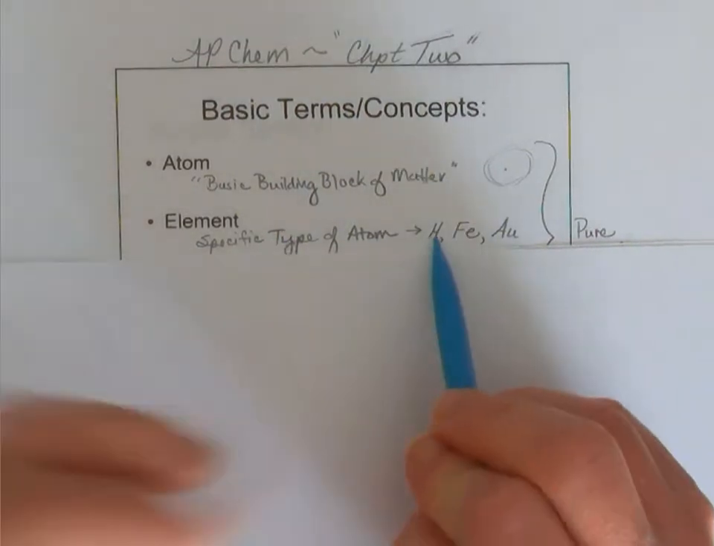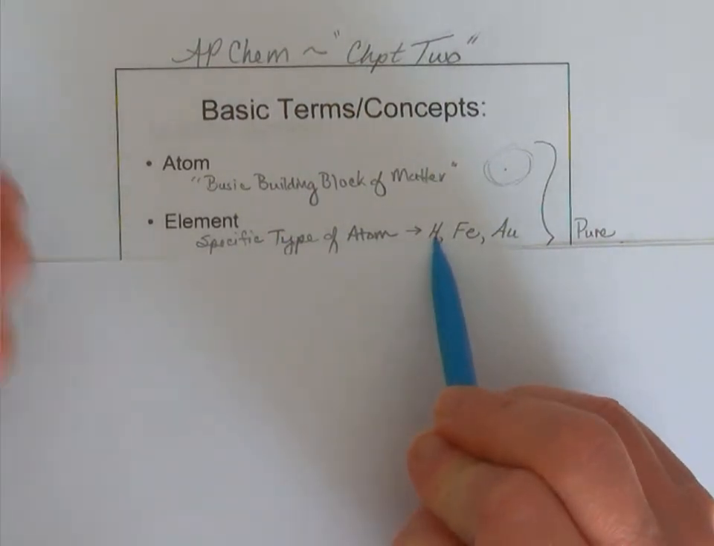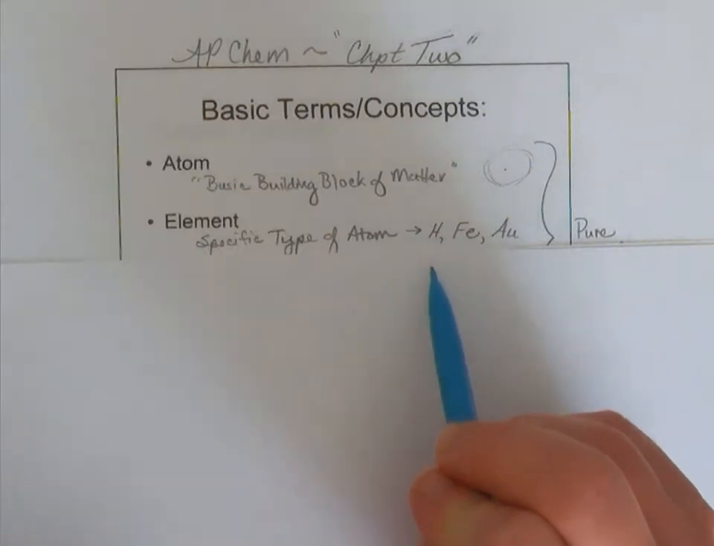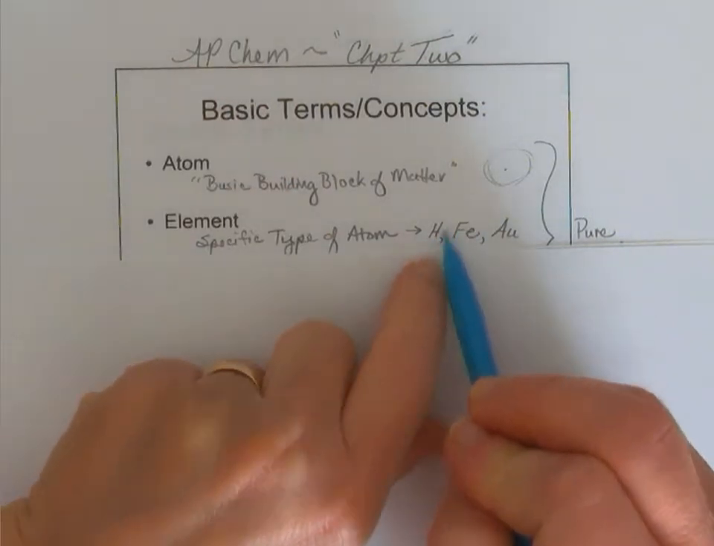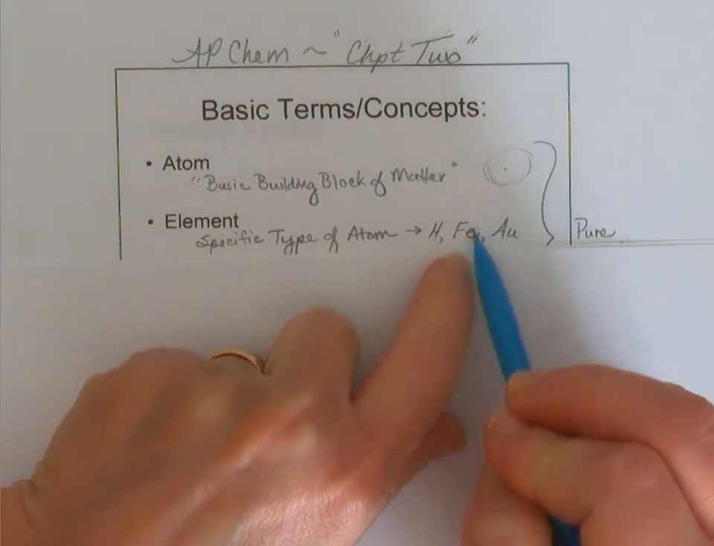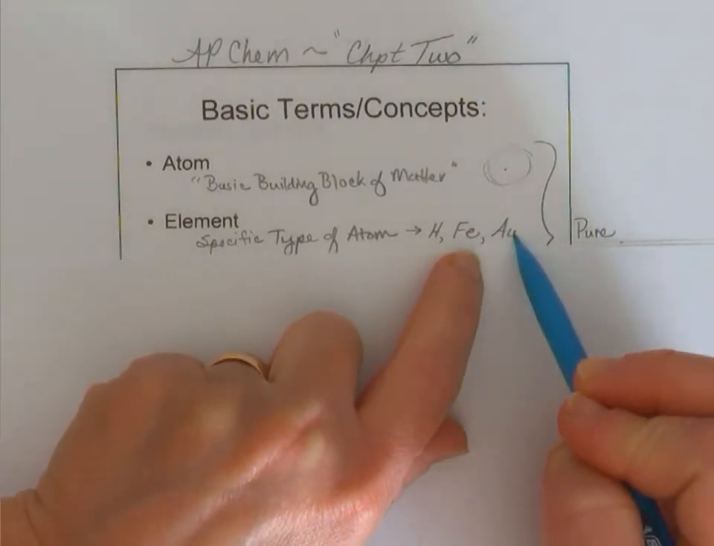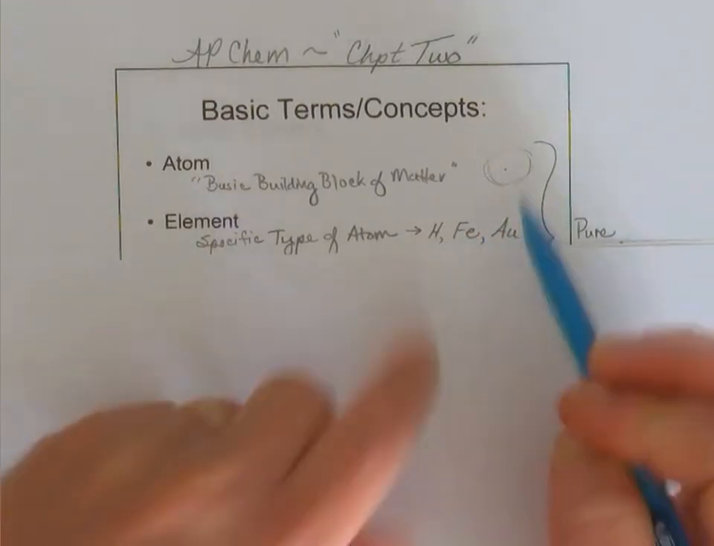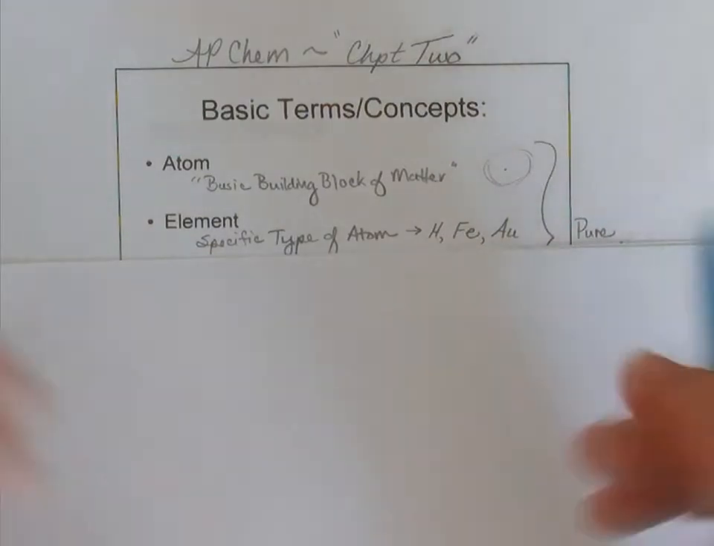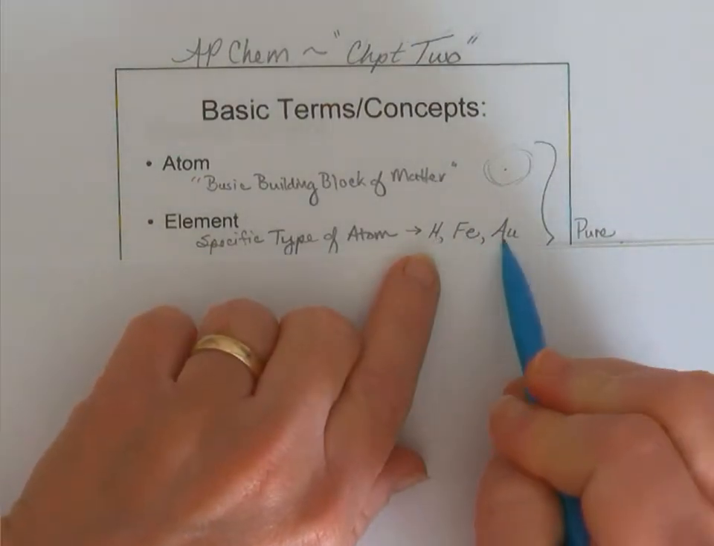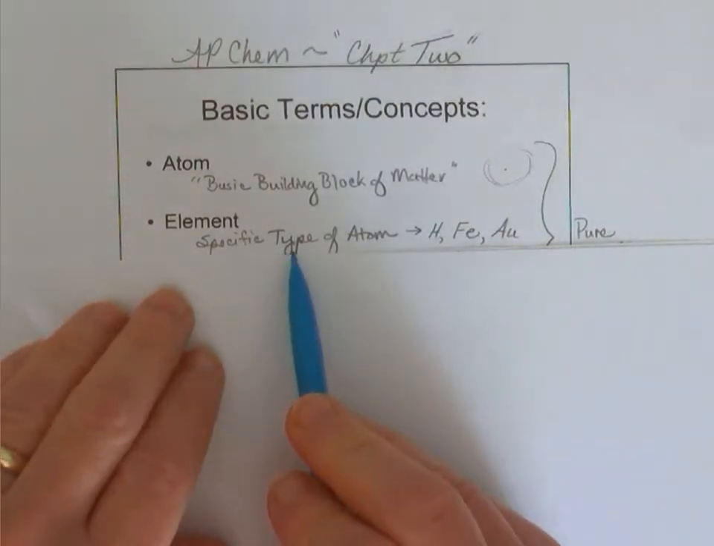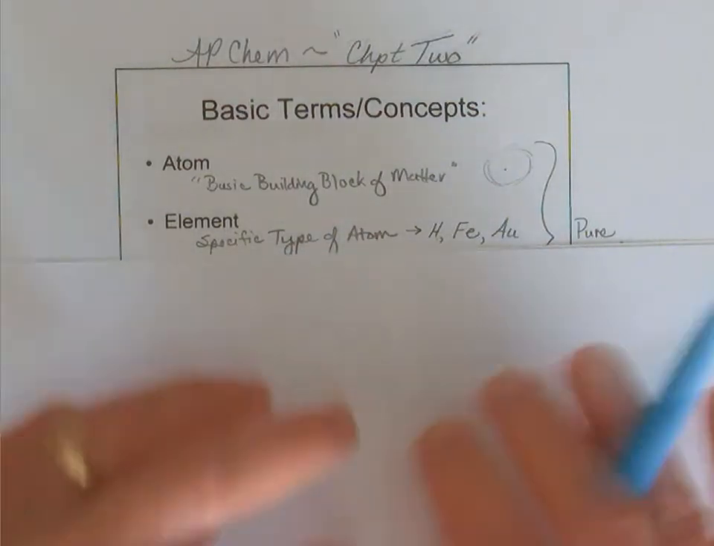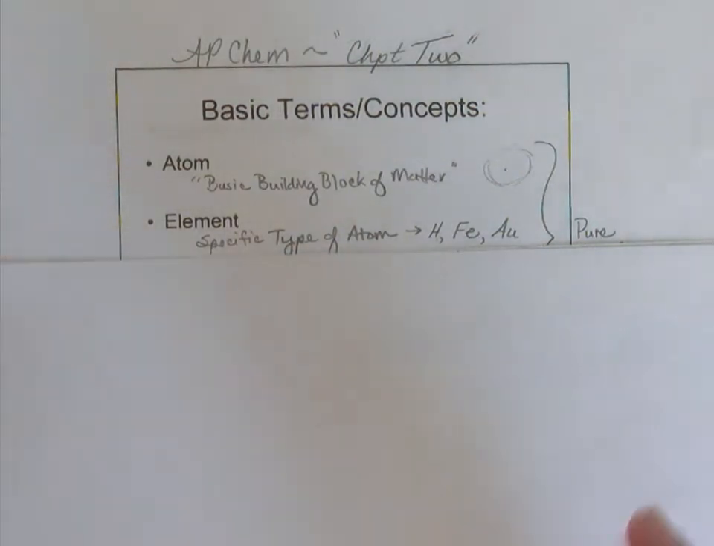So if we're talking about hydrogen, that is an element, and we can have atoms of hydrogen, atoms of iron, atoms of gold. Now these are all building blocks of matter, but they are different in their identities. And we'll talk about what makes an element definitely an element in just a moment.